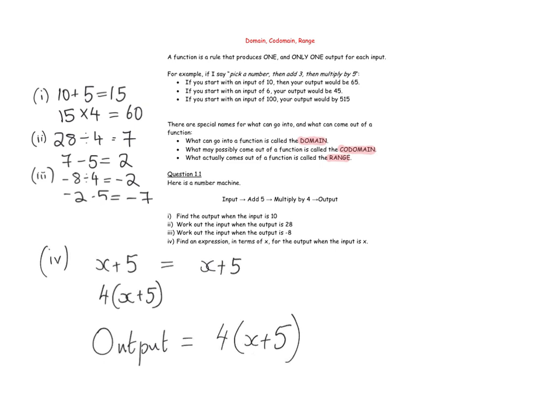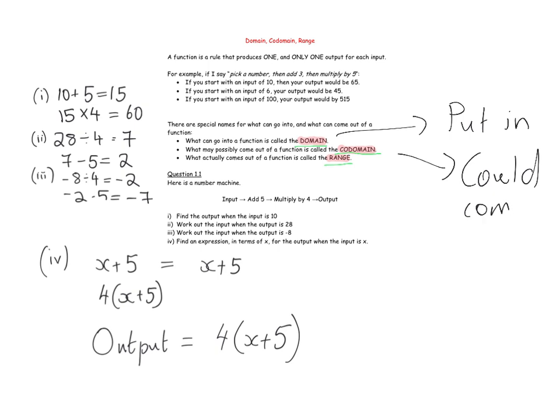Now, if you're still finding this a little bit difficult, don't worry too much. The main thing to take away from this is the 3 definitions: what a domain is, what a codomain is, and what the range is. So bear in mind that the domain is what we put into a function. Codomain is what could come out. And a range is what does come out. And we're going to be looking at that in the next video.